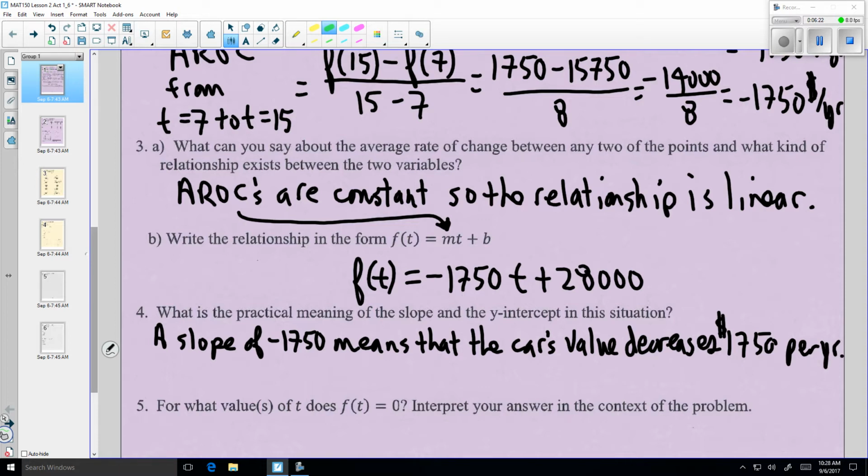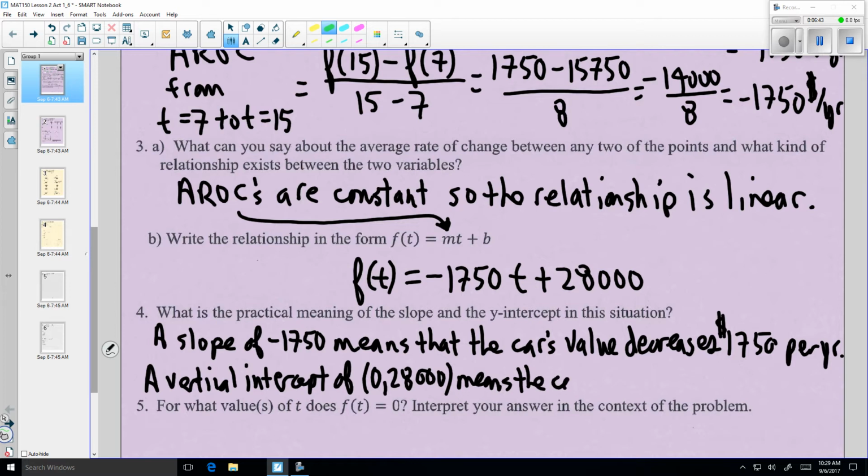And then a vertical intercept, because the y-intercept is the vertical intercept, of (0, 28,000), because it is an ordered pair, means the car's value when new is $28,000. And again, a period at the end.